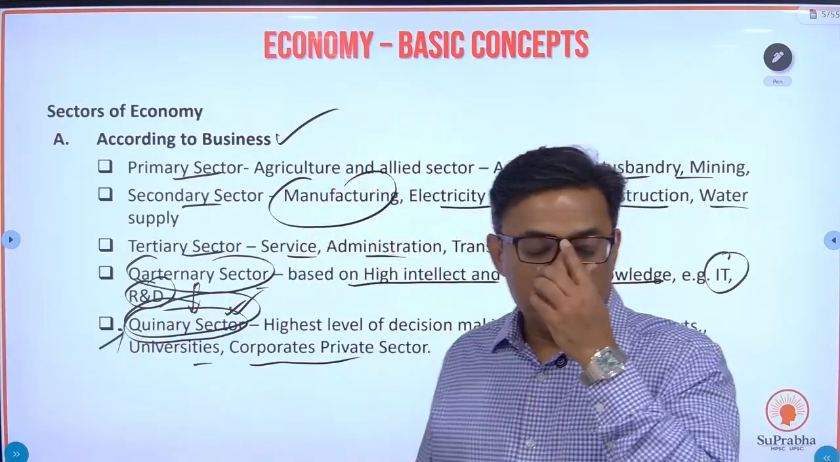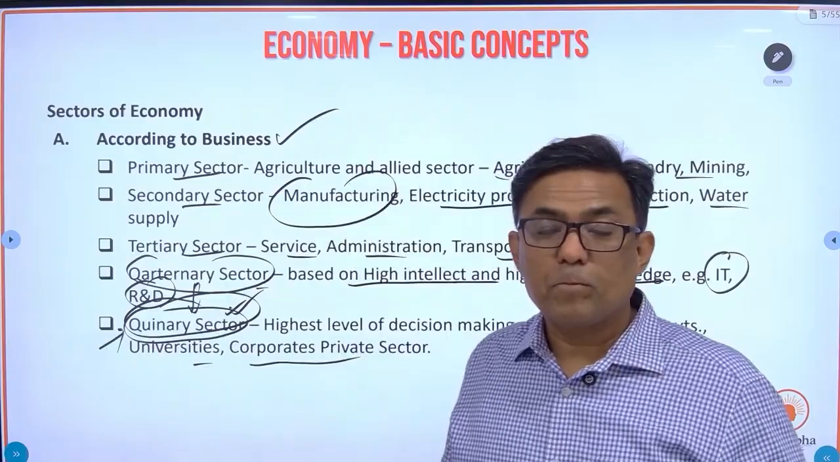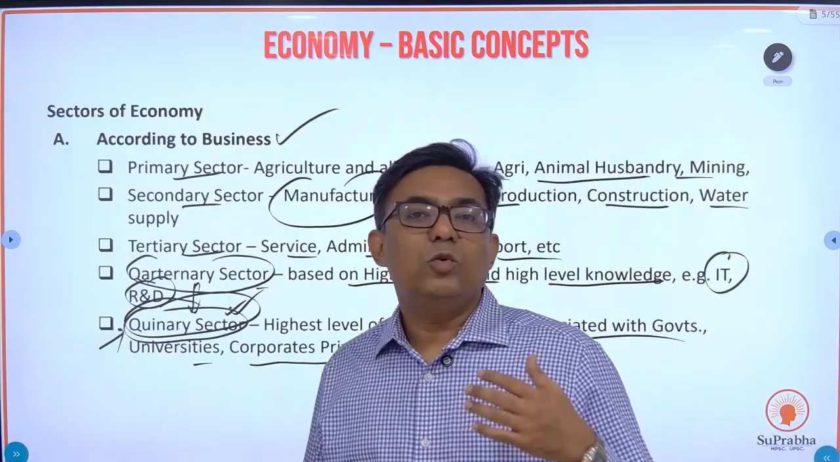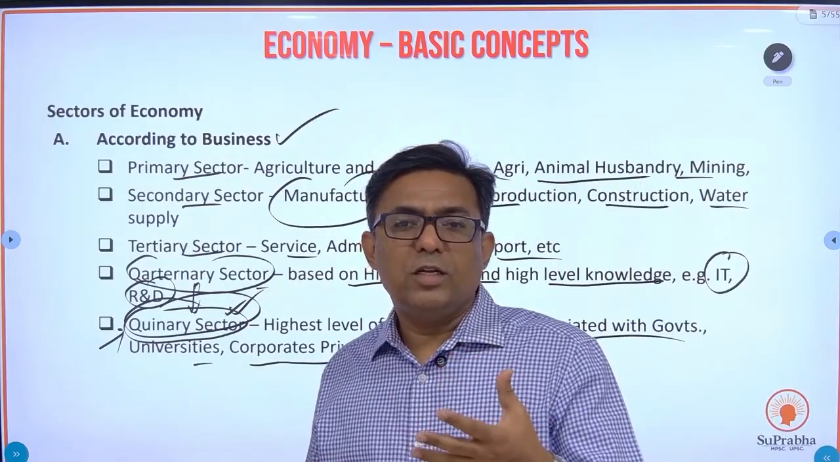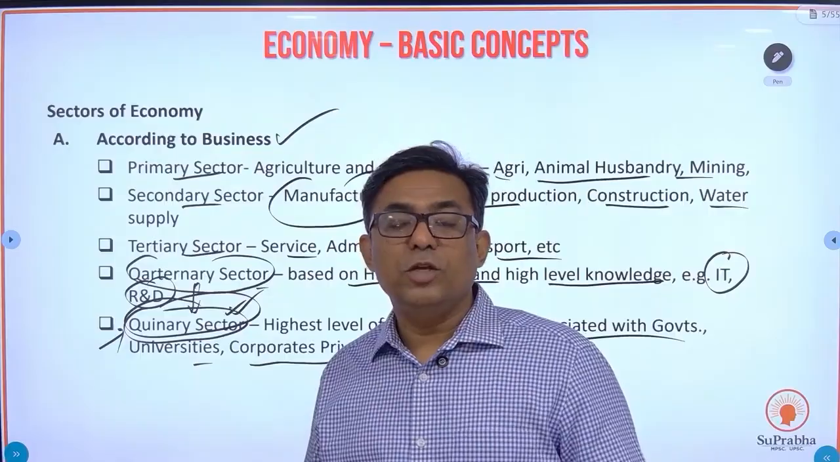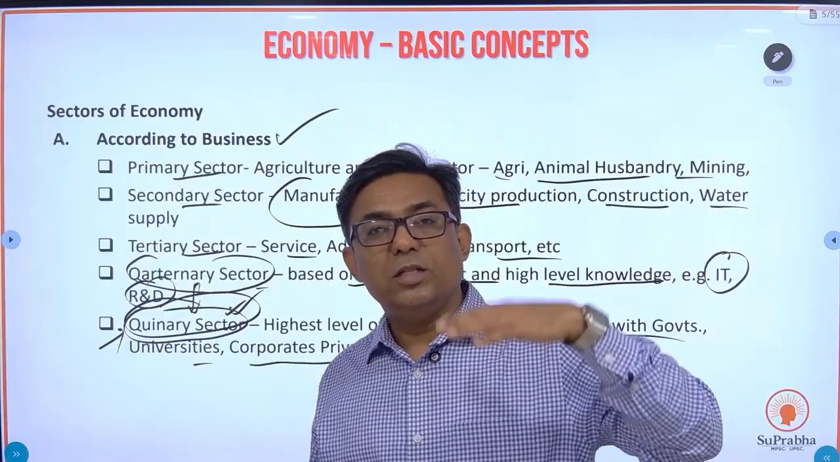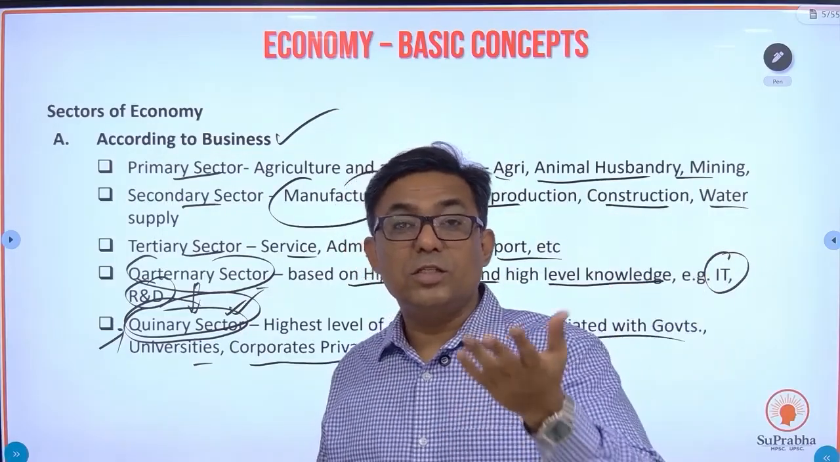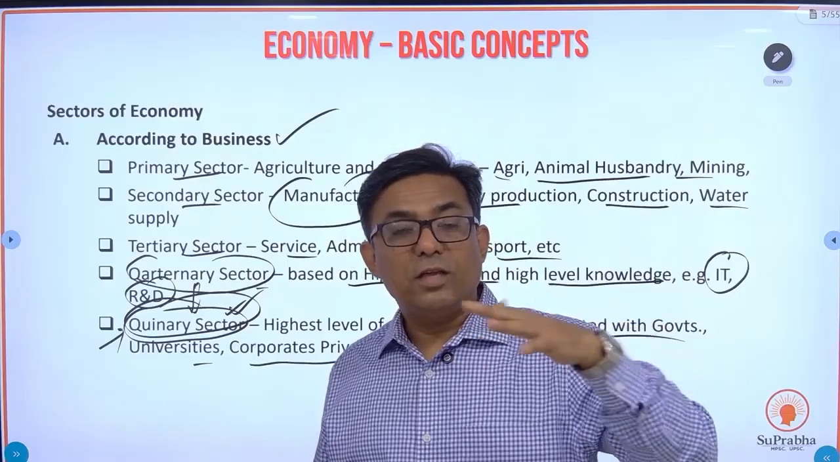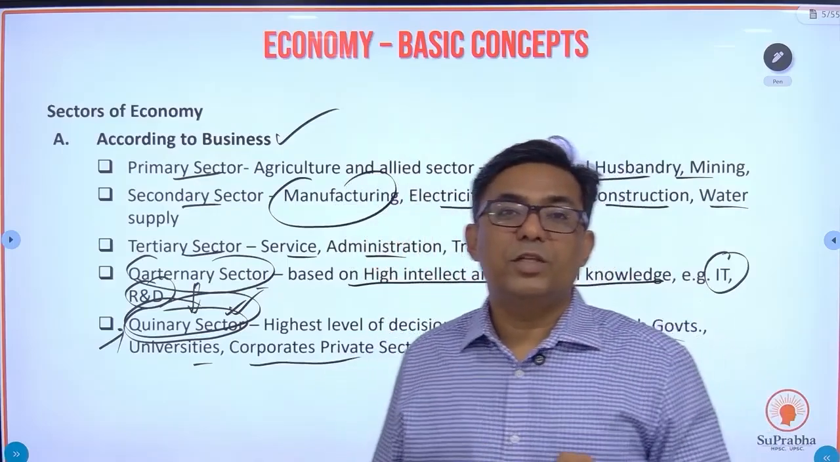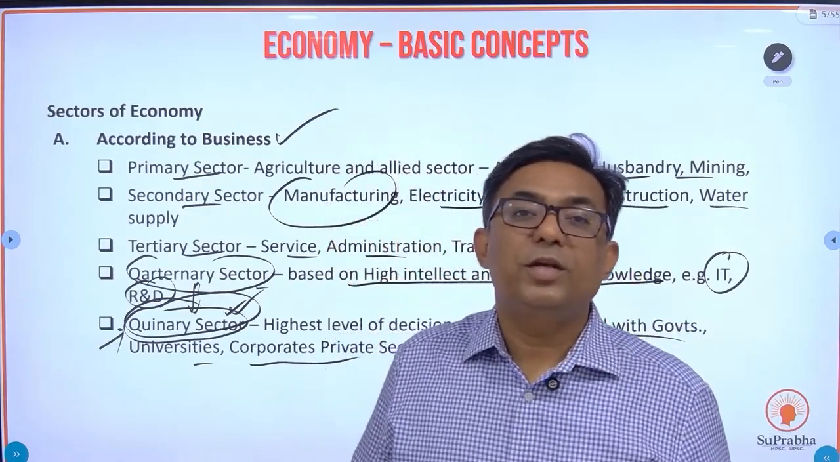quinary sector. We had COVID. So in COVID, we had to go ahead with the decision. What should be the vaccine? How should be the vaccine? Which vaccine should be introduced? So this decision was taken by everybody: the WHO, the government, the private sector, Serum Institute of India, the private sector, everybody was involved in going ahead with the decision. So that becomes a quinary sector.